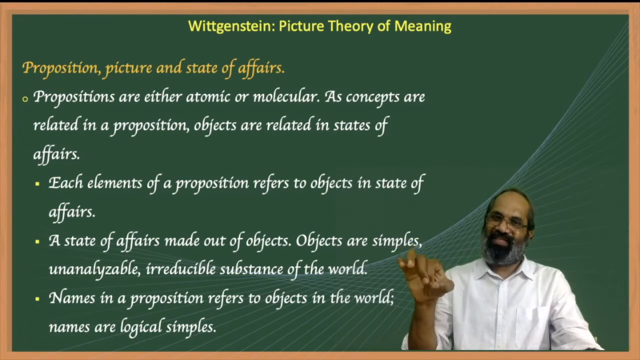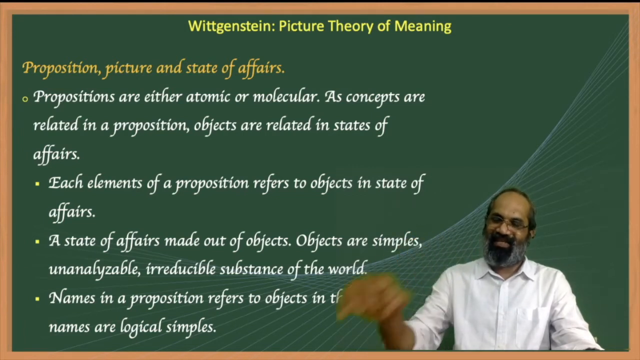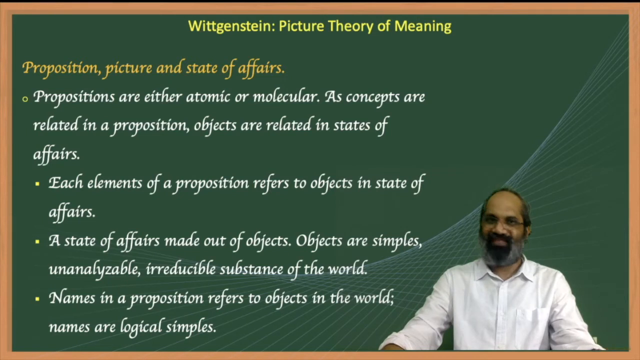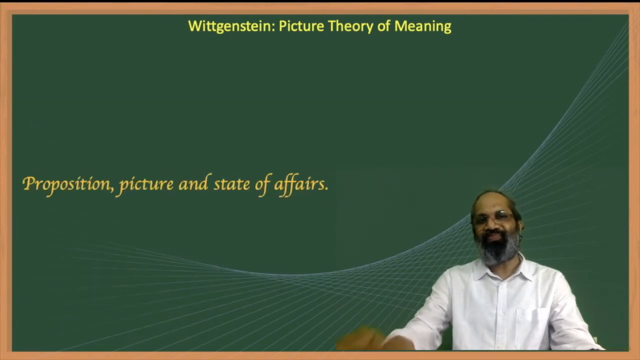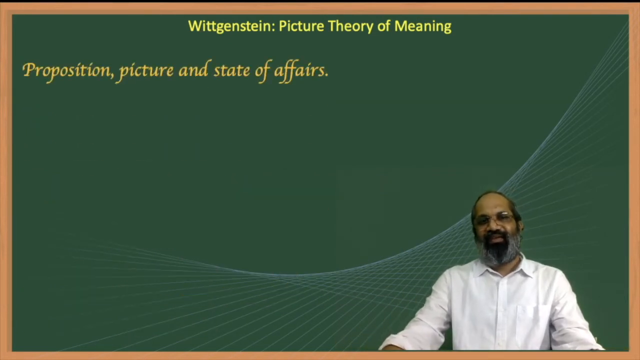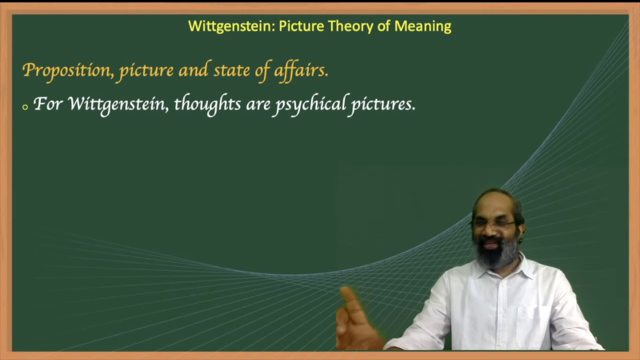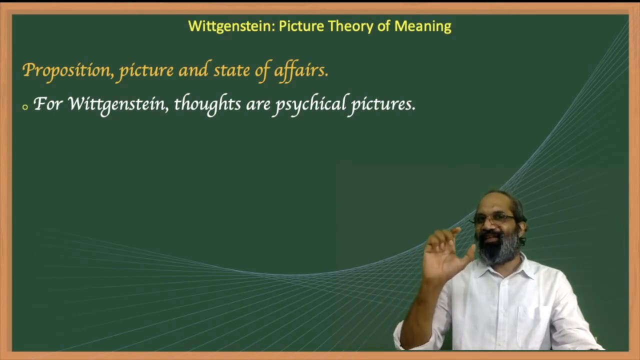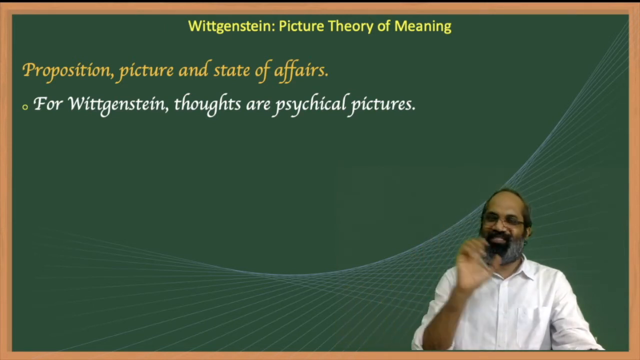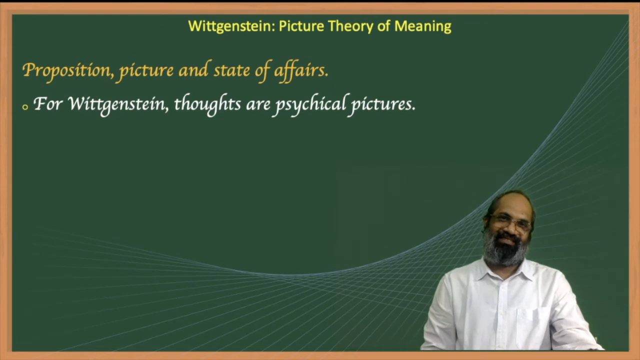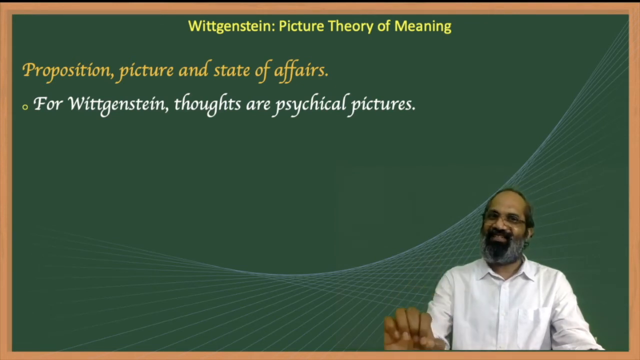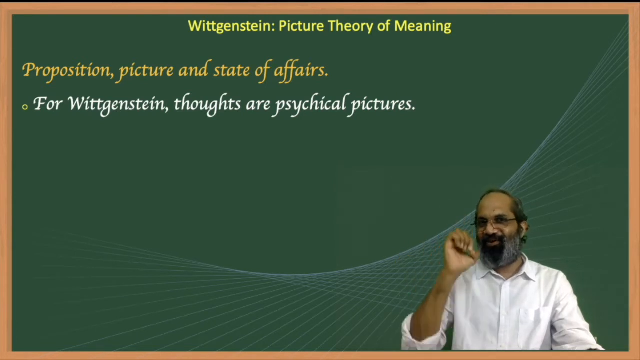As in the case of logical atomism, they are logical symbols. They cannot be further divided, they cannot be further analyzed. And for Wittgenstein, thoughts are psychical pictures. For Frege, a thought is a proposition, or a proposition is a thought. In the same way, for Wittgenstein, thoughts are psychical pictures. The picture in your mind. A thought is a picture in your mind.